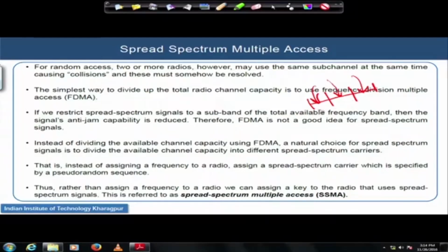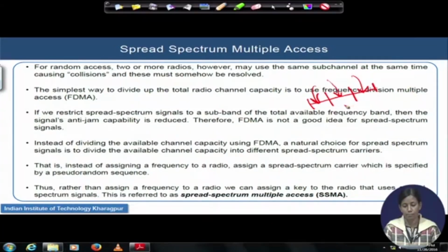So if we are not preferring the frequency division multiple access technique as a solution for spread spectrum communication, let us go a little bit forward. The next option is, instead of dividing the available frequency over the bands, let us assign each and every user radio a spread spectrum carrier. I mean, you divide the available capacity over the spread spectrum carriers, and this is specified by some pseudo random sequences.